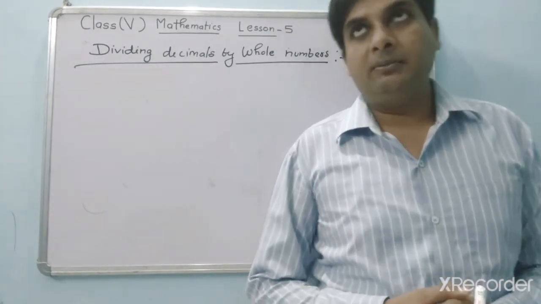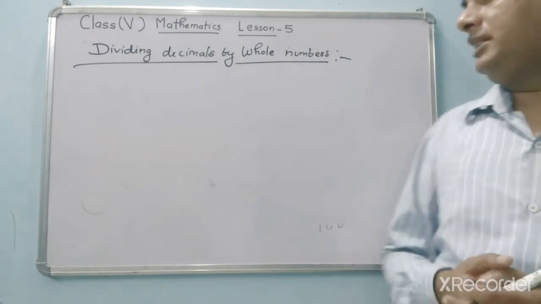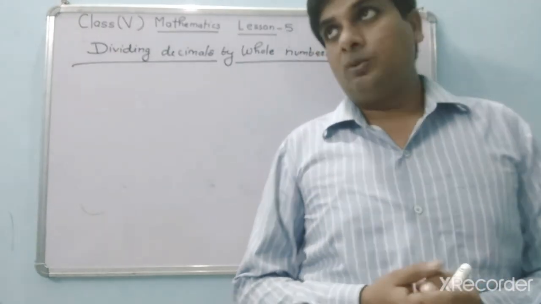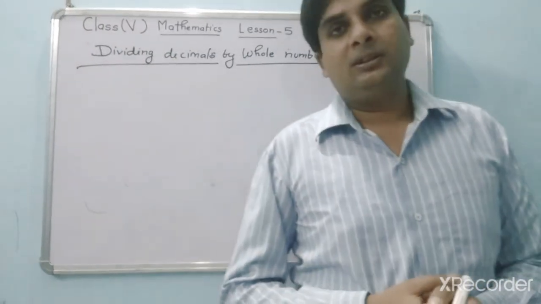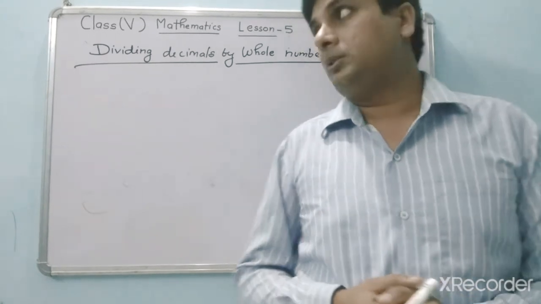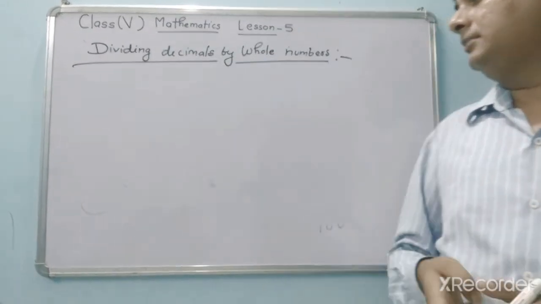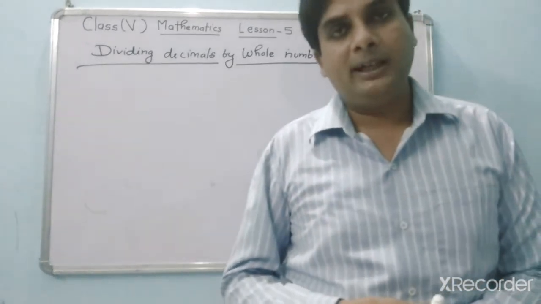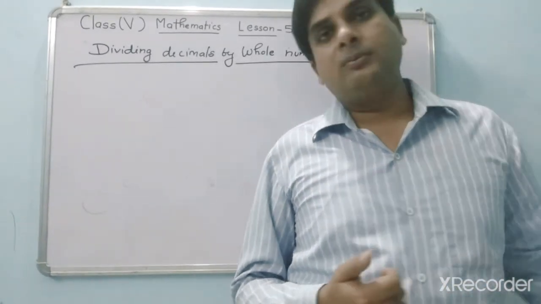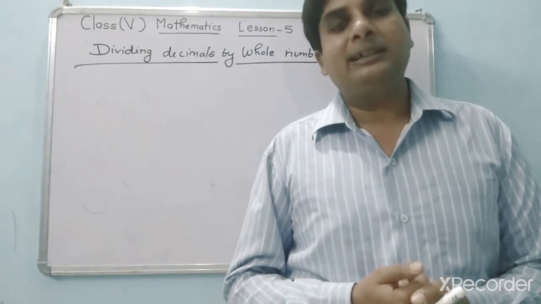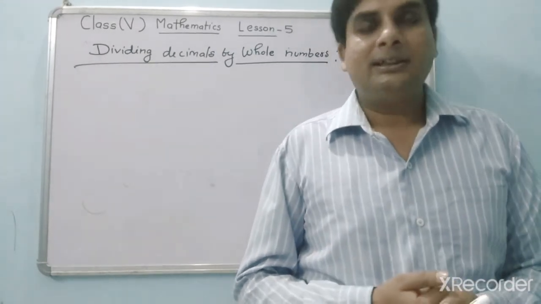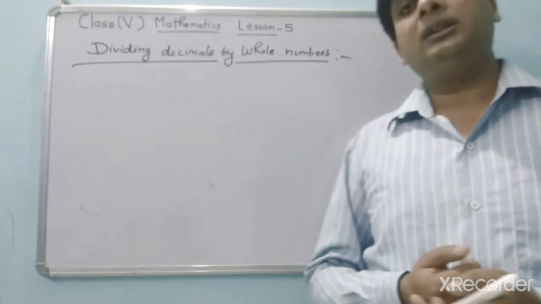Today we are going to finish lesson number 5. So one last topic is remaining. We are going to discuss the last topic, that is dividing decimals by a whole number. After that, some problem solving questions given in the revision exercise we will discuss. Then lesson number 5 will be over today.